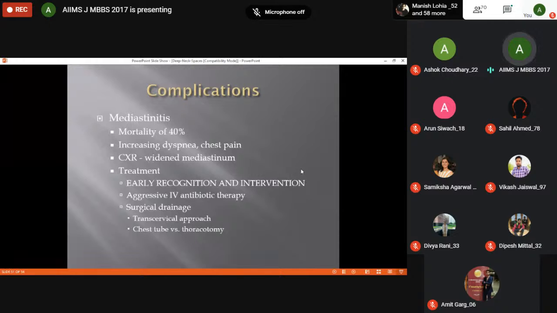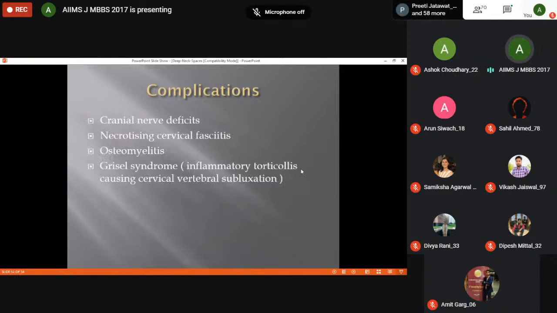The purpose of my whole discussion is that we should anticipate all these complications before they happen. The key is early recognition and intervention, and aggressive IV antibiotic therapy. Surgical drainage is usually by the transcervical approach in the neck, from where this pus is coming, and in the chest, we need to put a chest tube or do a thoracotomy, whatever is required. Other complications are cranial deficits, necrotizing cervical fasciitis, osteomyelitis, and Grisel syndrome, which is the inflammatory torticollis causing cervical vertebral subluxation.